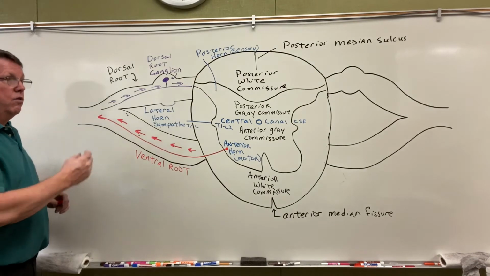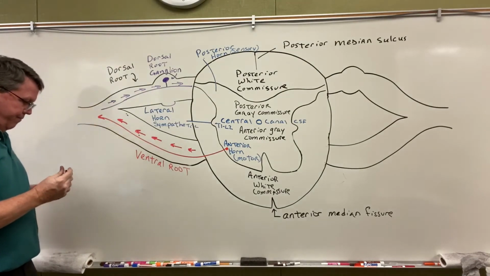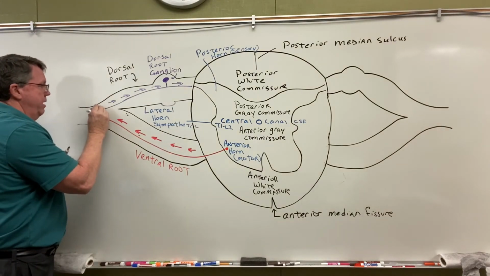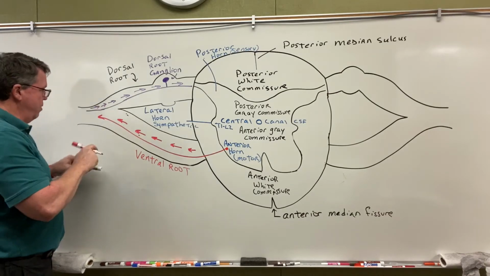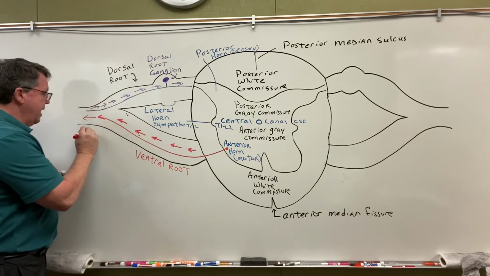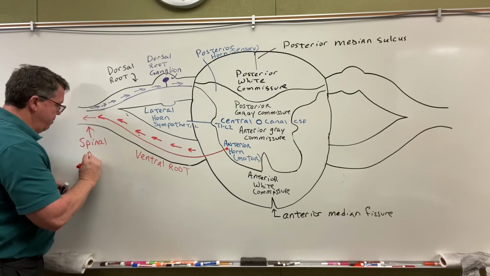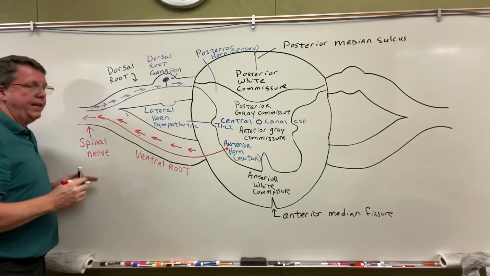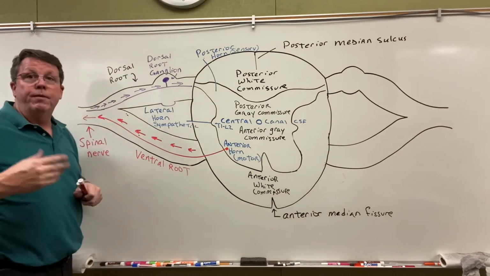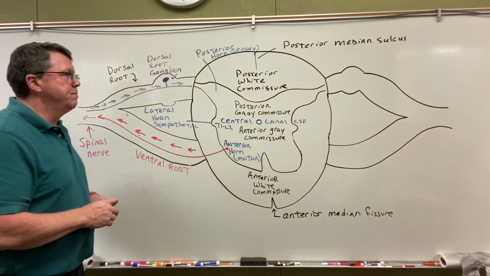If we look right here, you can see these come together. So I have my sensory going this way, right? I have my motor going this way. Where these come together, this is going to be called a spinal nerve. Okay, and you may remember when we were doing the video talking about the spinal cord, we talked about spinal nerves. Remember we had C1, C2, and we went all the way down the spinal cord.